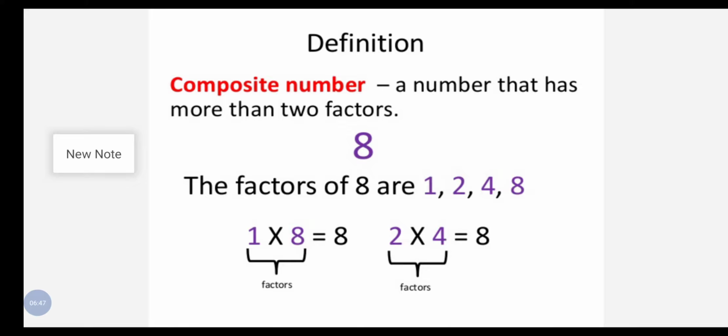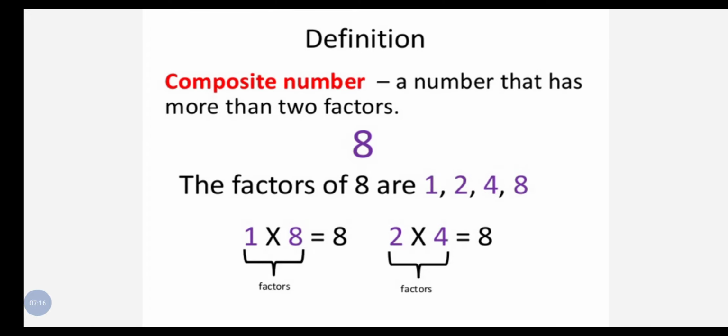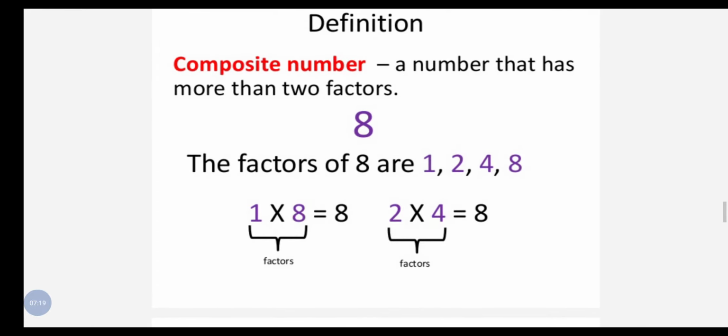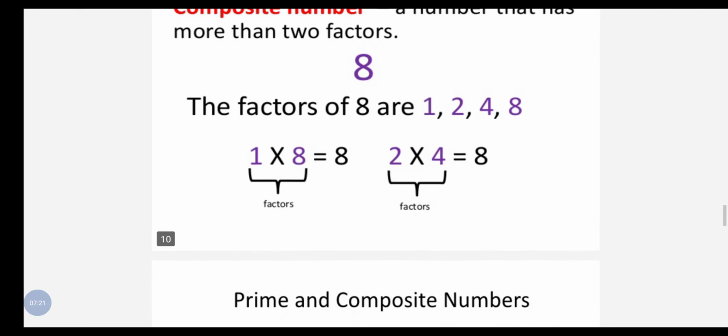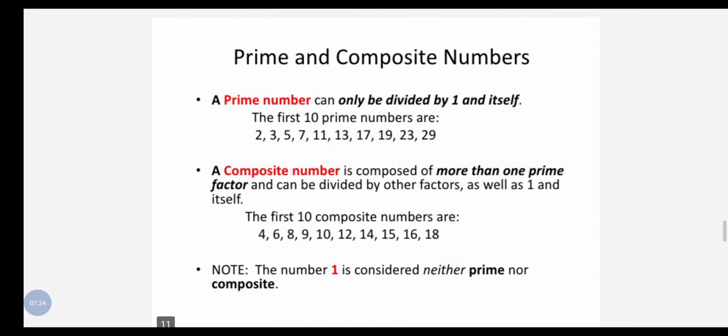Here is an example that I have taken, 8. So the factors of 8 are 1, 2, 4 and 8. As you can see here, 1 multiplied by 8, so 1 and 8 are the factors of 8. Then 2 multiplied by 4 is equal to 8. So 1, 2, 4, 8, which are in purple color, are the factors of 8. So here we can see the total number of factors is 4. So it is a composite number. 8 is a composite number.